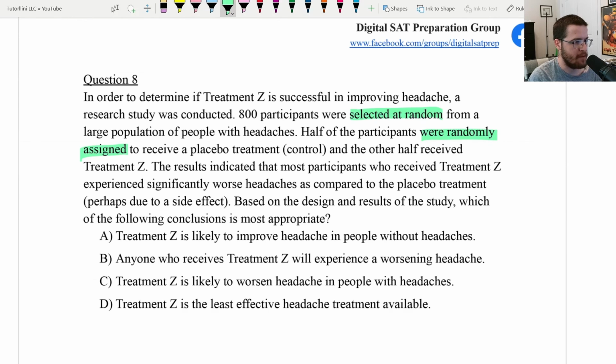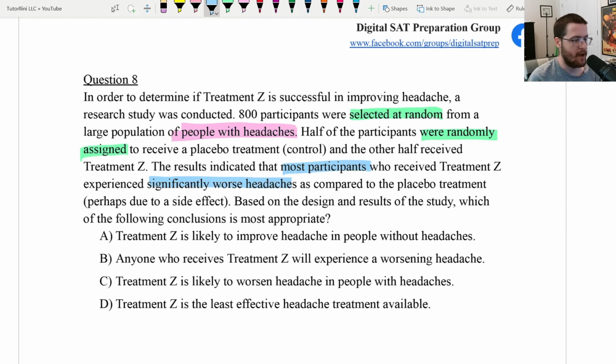Okay. Now I suppose we should look at what the population is. At least they straight up told us. That's convenient. People with headaches. All people with headaches. And then it says the results indicated that most participants who received treatment Z experienced significantly worse headaches. Most participants, their headaches got worse taking the new drug, possibly due to a side effect, based on the design and results of the study, which leads to the following conclusions.